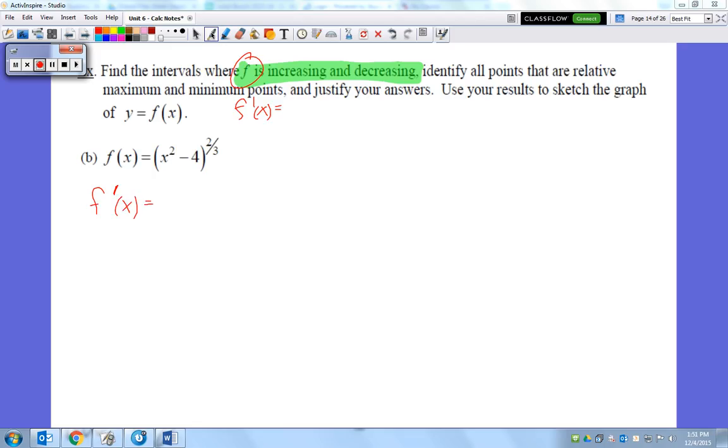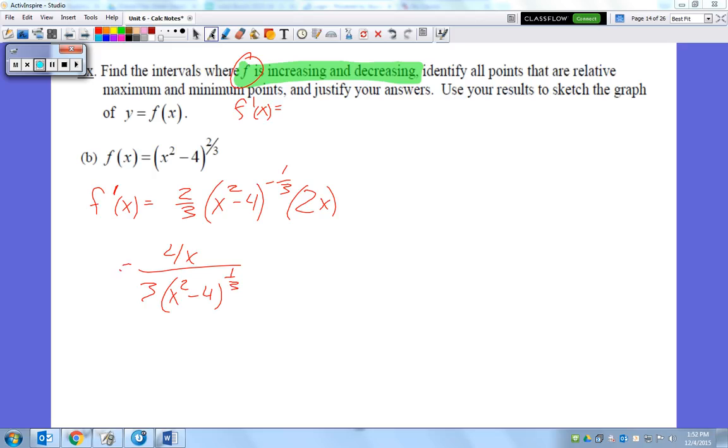Anyone derive that for me, please? Not simplified. 2/3 times (x squared minus 4) to the negative 1/3 times 2x. Perfect. Now from there, looking at what I just wrote, what is my numerator? 4x, right? Immediately collect all your numerator pieces together. What is your denominator? 3 times (x squared minus 4) to the 1/3. I'm going to set it equal to 0.